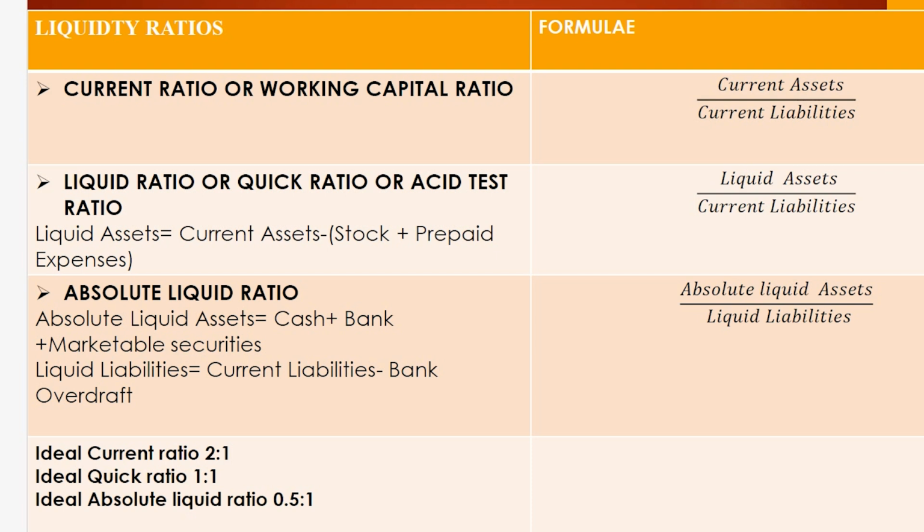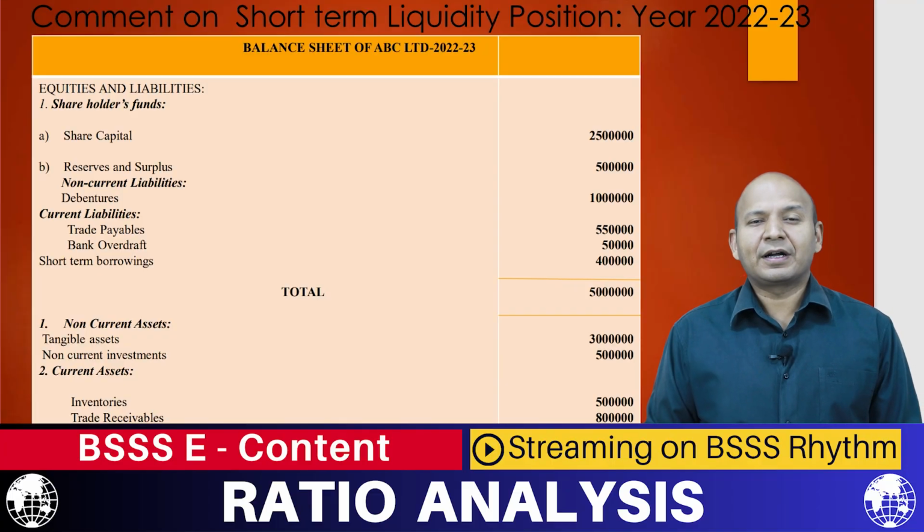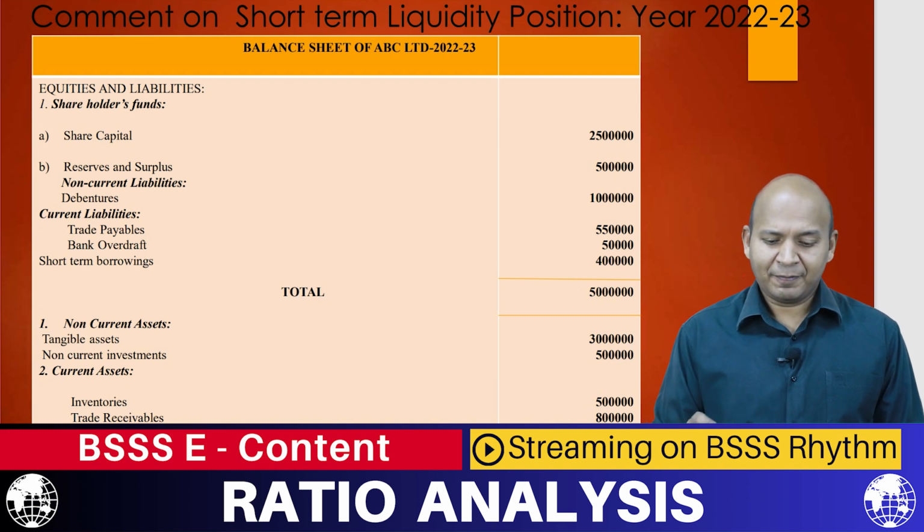The ideal quick ratio is considered as 1:1, and the ideal absolute liquid ratio is considered as 0.5:1. We'll try to understand the calculation of liquidity ratios with the following example.